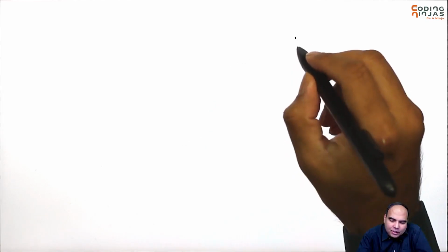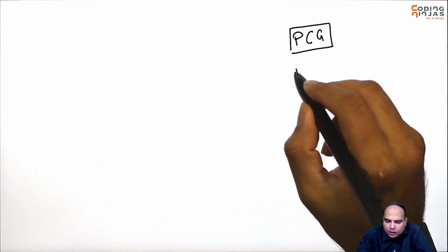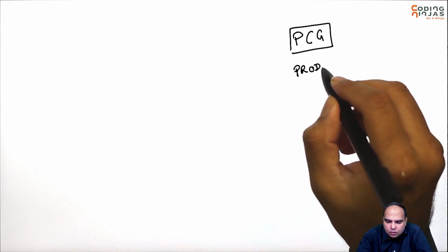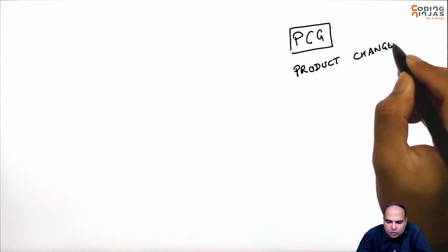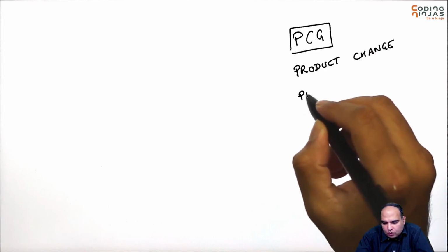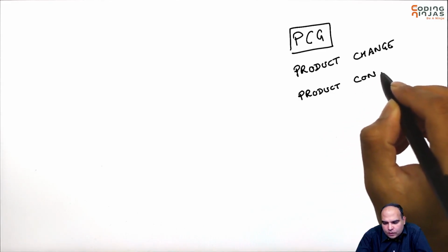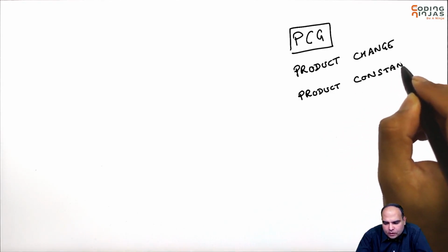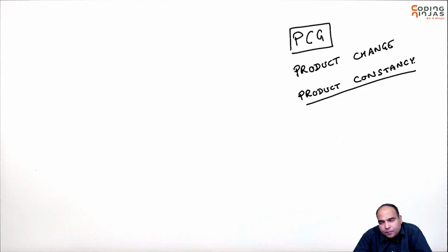So the next one which we are discussing in this one, and I've already shown you two uses of the PCG, the percentage change graphic. One use was the product change use, and the second use was the product constancy use, and we have used both of these extensively, both for questions as well as getting the product constancy table in place.